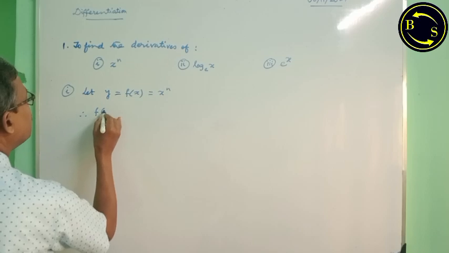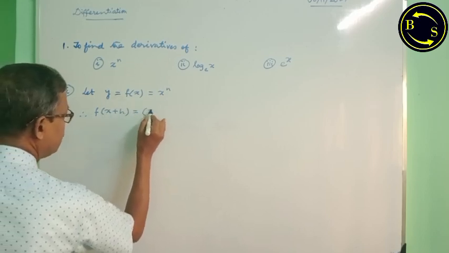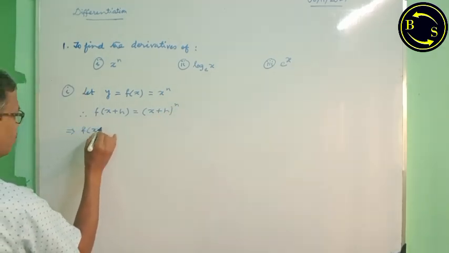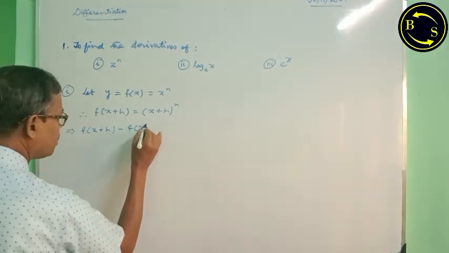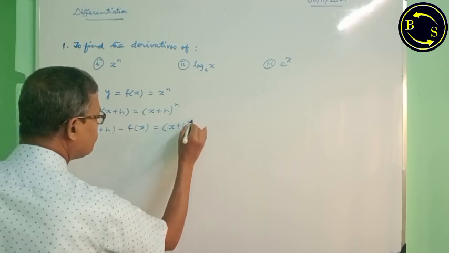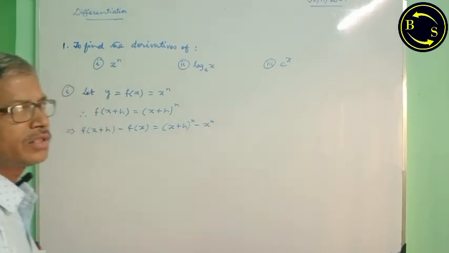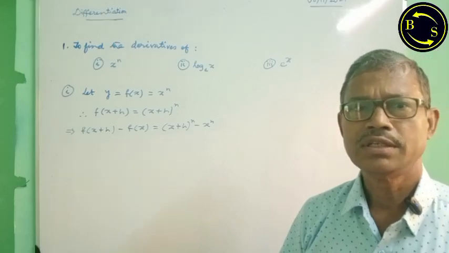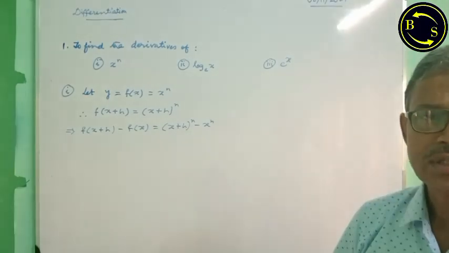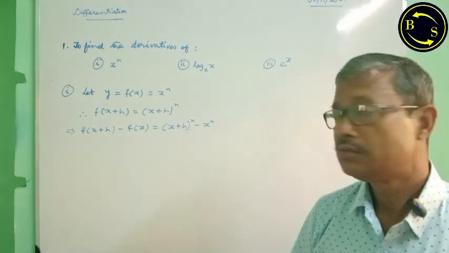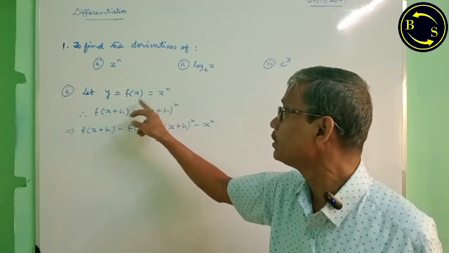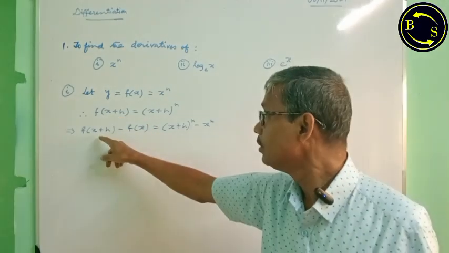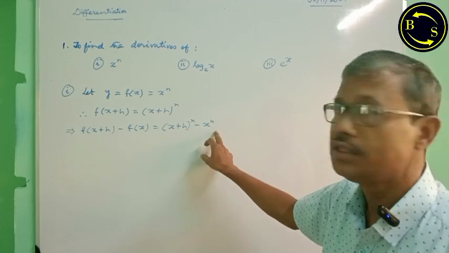Therefore, if x plus h, that is x plus h to the power n, so that f of x plus h minus f x is equal to x plus h whole to the power n minus x to the power n. First, you recall the definition of the derivative of f x, that is limit h tends to 0, numerator f of x plus h minus f x, denominator h. For that, first I take the given function as f x, also it is y, then f of x plus h, then we calculate f of x plus h minus f x and get this expression.